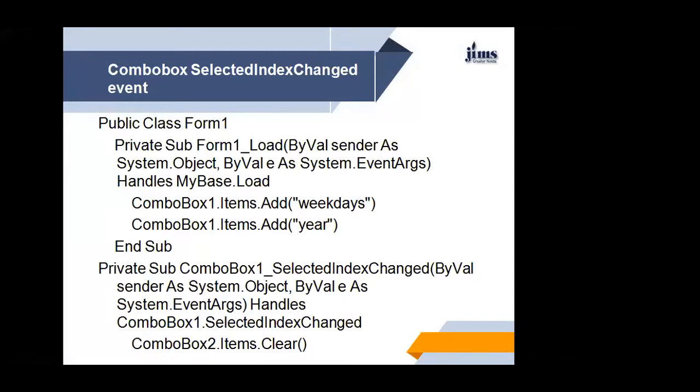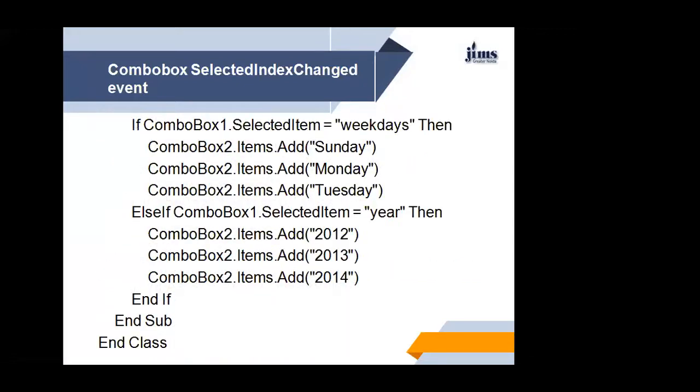ComboBox1.Items.Add weekdays, ComboBox1.Items.Add year. In the first one you will add weekdays and year. Okay, and when you click ComboBox1.SelectedIndexChanged, ComboBox2.Items.Clear. So if ComboBox1.SelectedItem equals weekdays, then ComboBox2.Items.Add the weekdays: Monday, Tuesday, Wednesday, Thursday, Friday, and if it is a weekend, then Saturday and Sunday. Else if ComboBox1.SelectedItem equals year, then it should be ComboBox2.